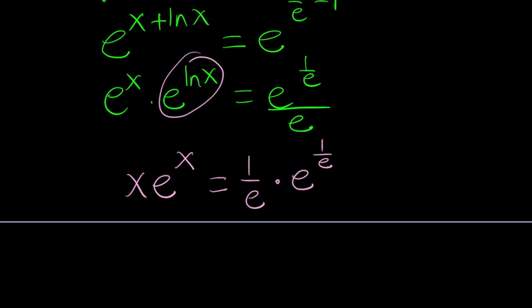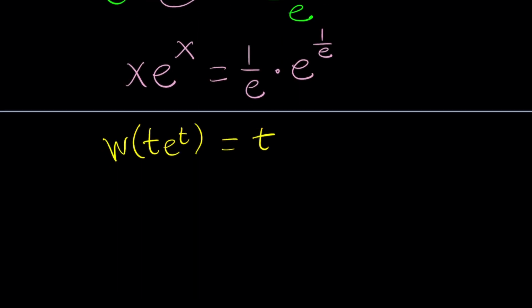Okay? Do you see what I see? We have x e to the x, so we're going to go ahead and use Lambert's W. Lambert's W function can be defined as follows. We have a function that takes t e to the t as an input and outputs t.